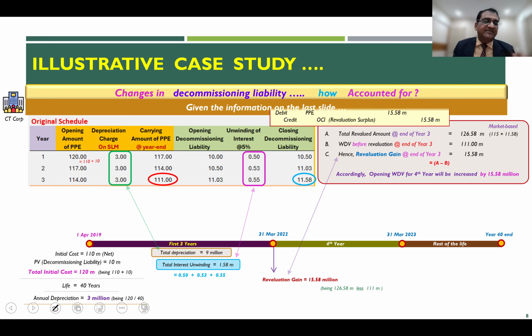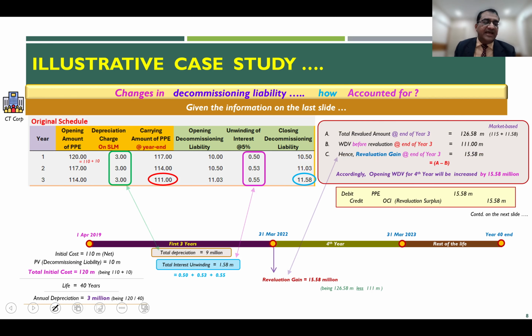Now, what happens in this? Because there is a revaluation gain to the extent of 15.58, you will record this journal entry. PP&E debit by 15.58, credit first time revaluation surplus in OCI. That is what you will record. So what is the effect of this? Your PP&E value will go up from 111. It will get increased to the extent of 15.58, and correspondingly you will have a revaluation surplus.